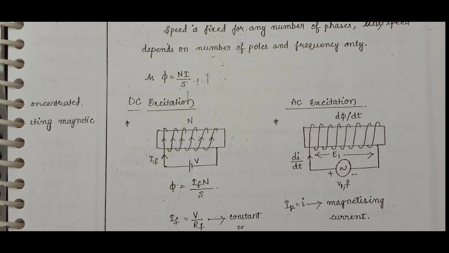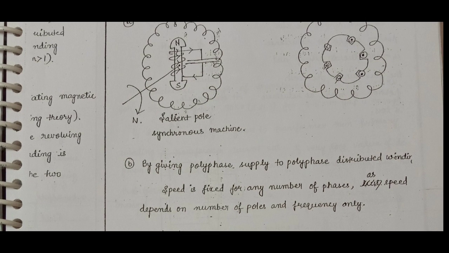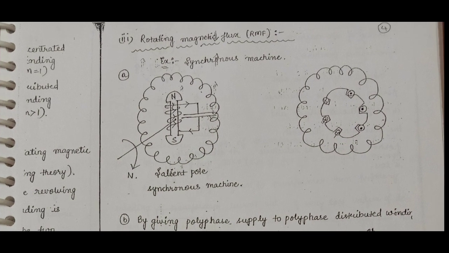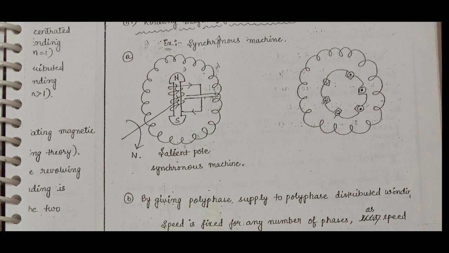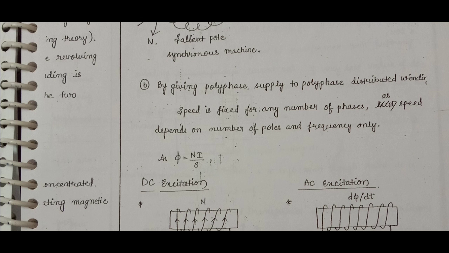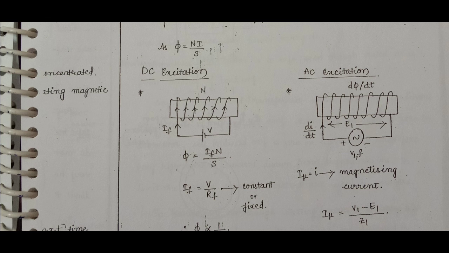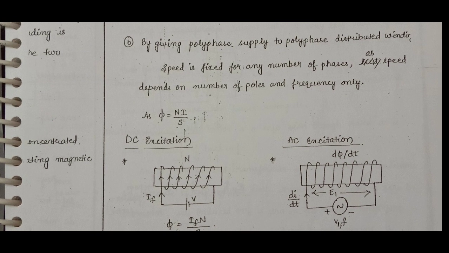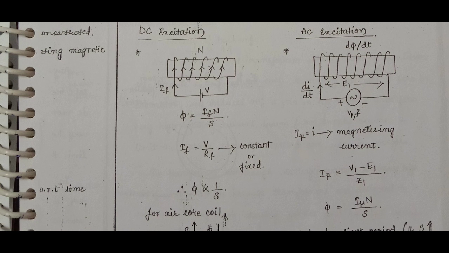So DC excitation. Here in a rotating magnetic field, in a three-phase induction machine, a three-phase supply is given. Then the flux will rotate with a speed of Ns equal to 120 f by P. So this is DC excitation. AC excitation.